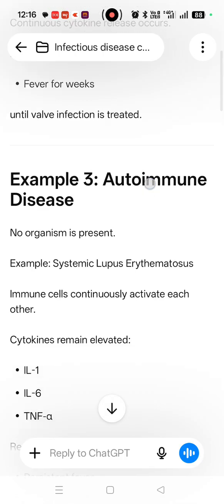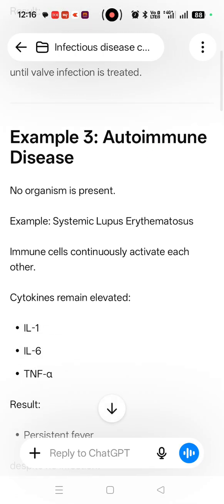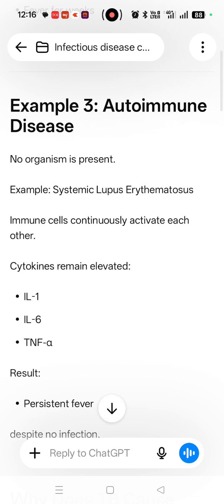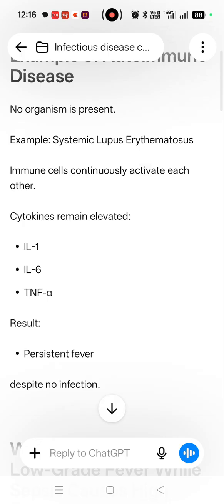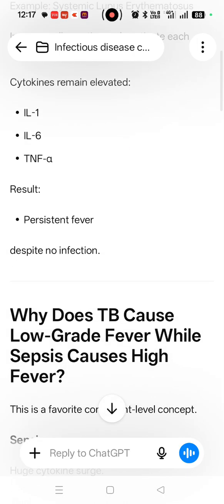So in autoimmune disease, no organism is present. Example is SLE. Immune cells continuously activate each other, and then cytokines remain elevated because immune cells are there, and it is autoimmune disease. So IL-1, IL-6, TNF alpha. Then what will happen? Persistent fever will be there despite no infection.